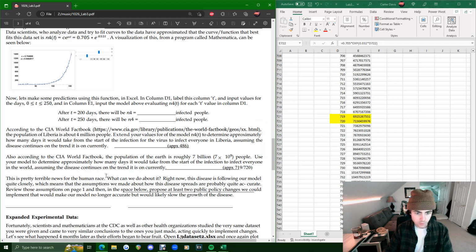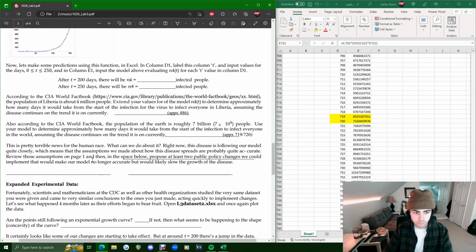Then they ask what we can do about spreading disease. I think this might have been made during COVID. I don't know. What would you do to stop spread of disease, right? Wear a mask, wash your hands, quarantine, whatever.